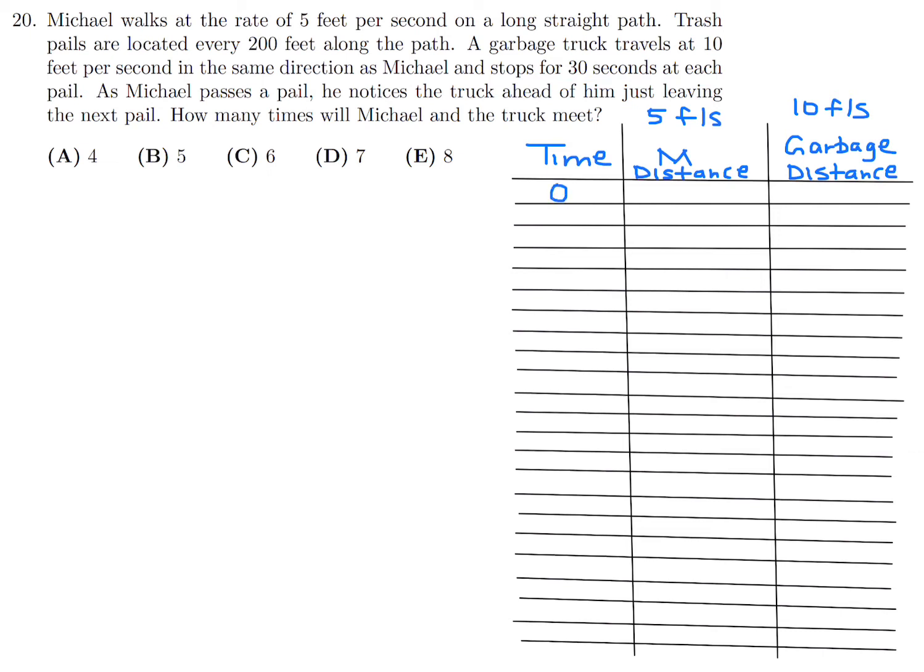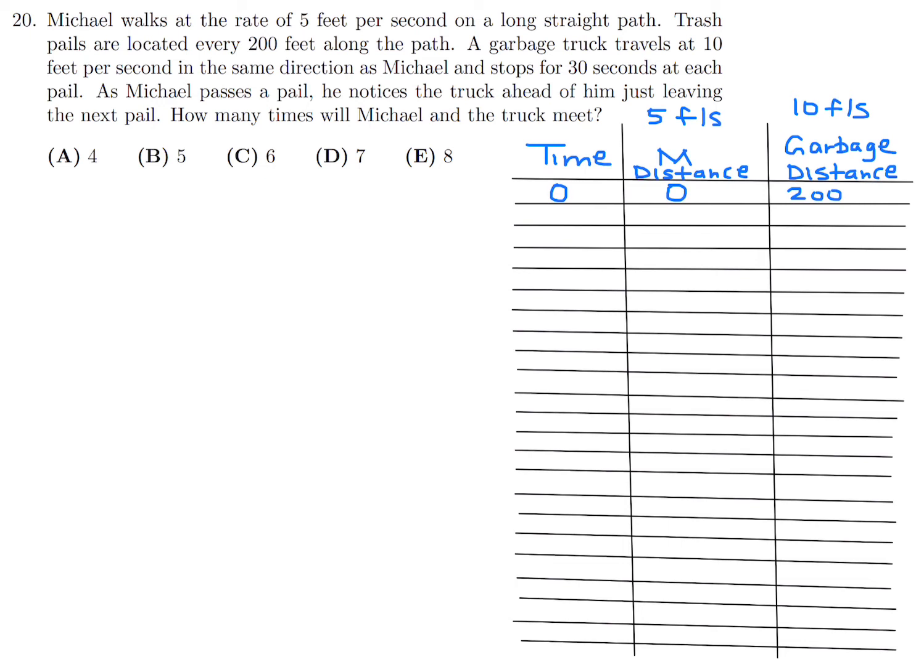So let's begin. Time 0. Michael is at 0, but the garbage truck, it starts actually ahead, right? They say that in the question, that as Michael passes a pail, he notices the truck ahead of him just leaving the next pail. So I'm calling that sort of time 0. That's where my calculations begin. So the garbage truck is already 1 pail ahead, and the pails are located 200 feet from each other. So the garbage truck is going to be at 200 feet ahead.